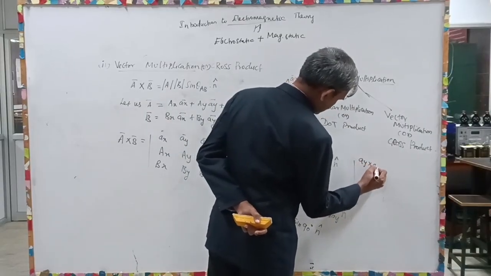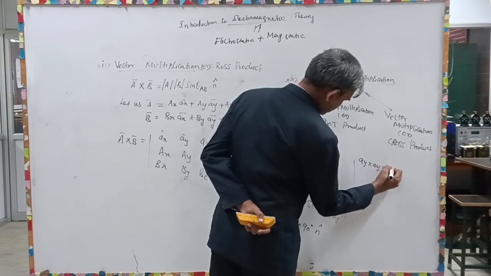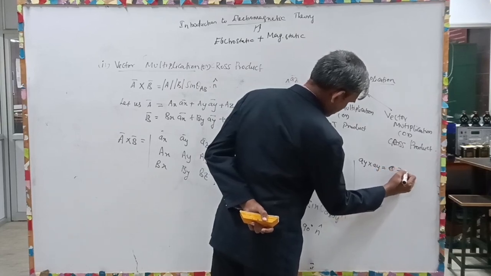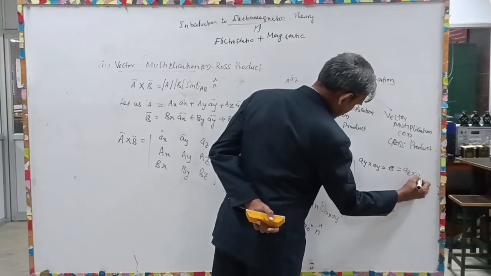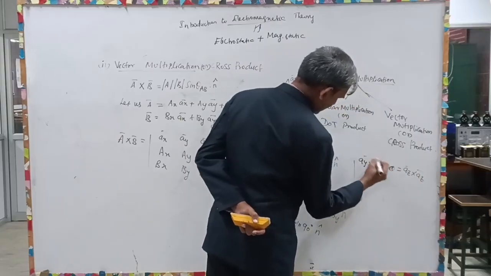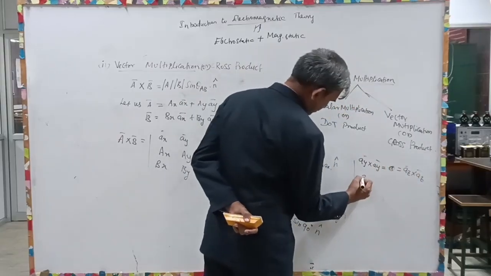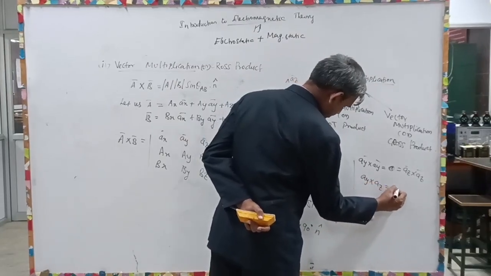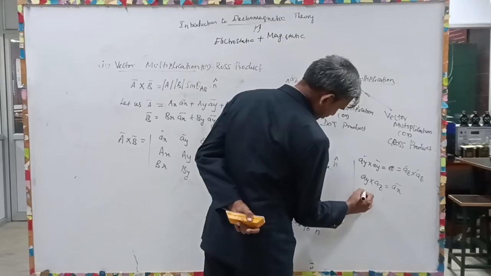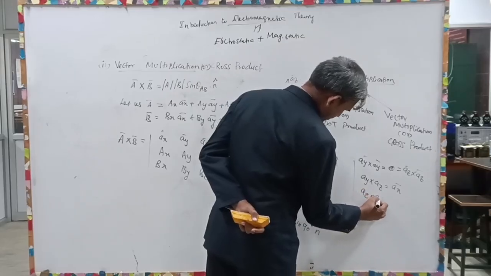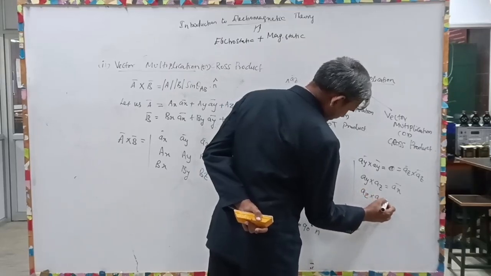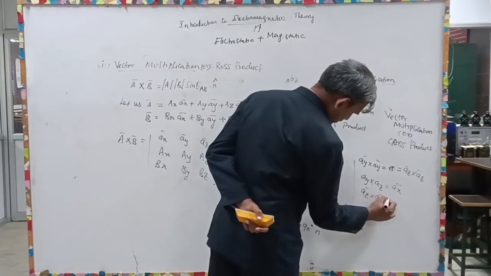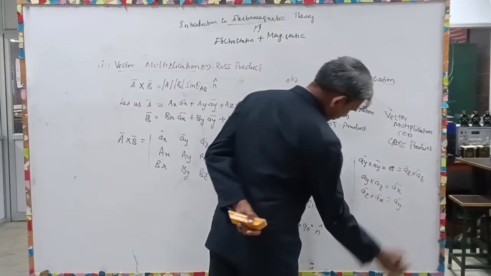Similarly, Ay cross Ay is equal to 0, which is equal to Az cross Az. Ay cross Az is equal to Ax, Az cross Ax is equal to Ay.